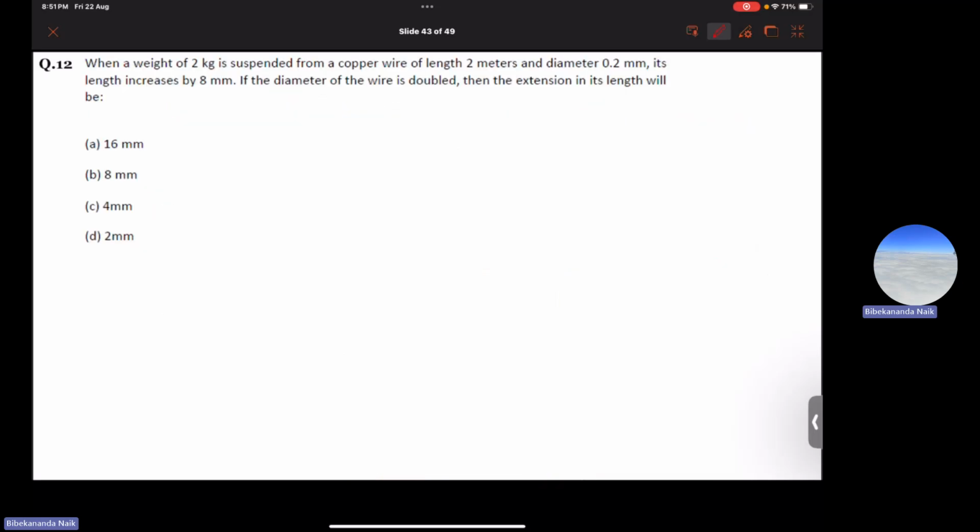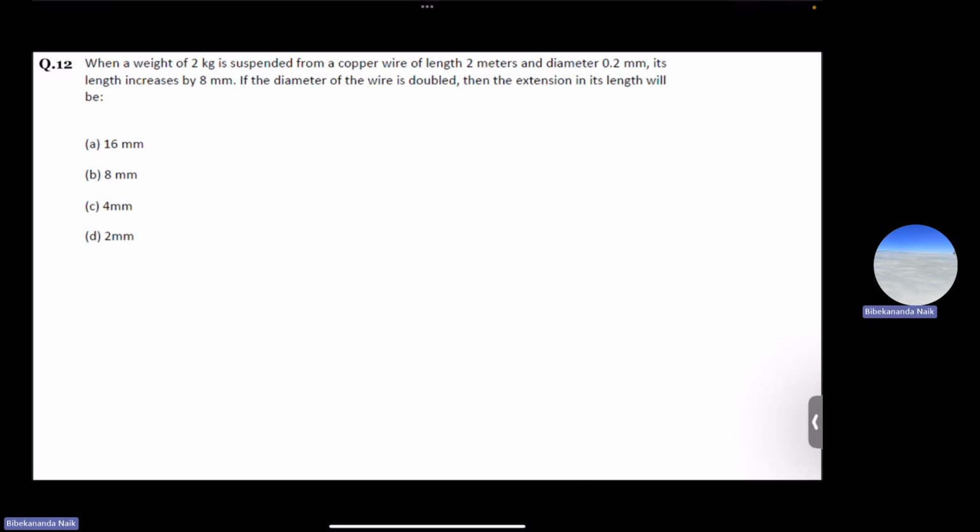So I hope this is clear to everyone. Now we move to question number 12. It says, when a weight of 2 kg is suspended from a copper wire of length 2 meter and diameter 0.2 mm, its length increases by 8 mm. If the diameter of the wire is doubled, then the extension in its length will be. So again this question is similar.